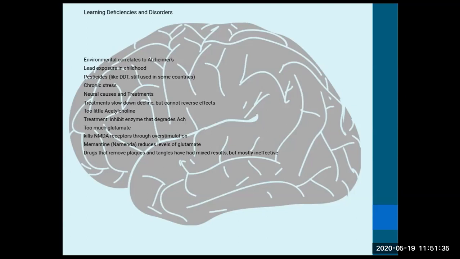Even though glutamate is good for learning and memory, too much glutamate may be a bad thing, because too much glutamate may saturate your receptors and kill the NMDA receptors by overstimulating them. So another drug called memantine, or the generic name is Namenda, actually helps to reduce levels of glutamate to try to preserve those NMDA receptors and not kill them off.